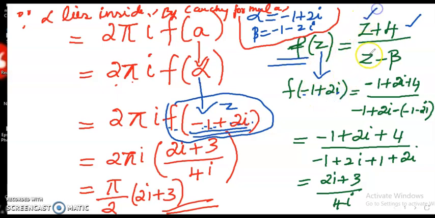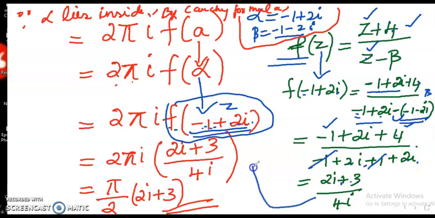So we replace z by minus 1 plus 2i in the numerator, and in the denominator instead of z we take minus 1 plus 2i. So we have plus 4, minus 1 plus 2i minus beta. What is the beta value? Beta value is minus 1 minus 2i. So minus of minus 1 minus 2i. Now solving this, in the denominator minus 1 plus 2i, minus into minus plus 1, minus into minus plus 2i. Now in the numerator, what is minus 1 plus 4? It is 3, and we have 2i. In the denominator, minus 1 plus 1 is eliminated, we get 2i plus 2i, 4i.